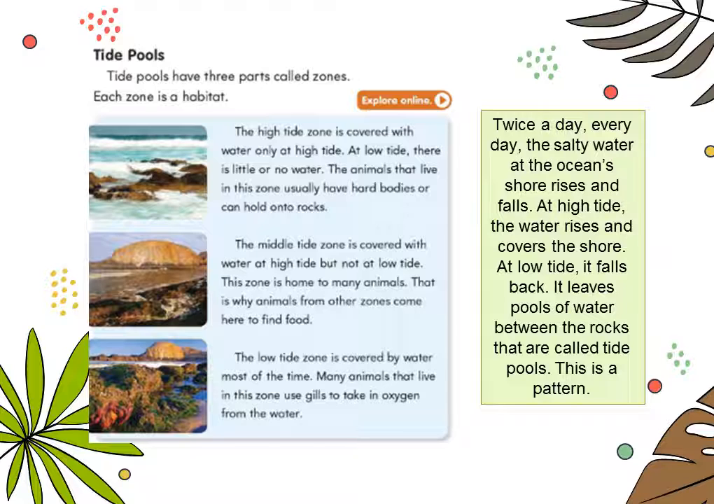Twice a day, every day, the salty water at the ocean's shore rises and falls. At high tide, the water rises and covers the shore. At low tide, it falls back. It leaves pools of water between the rocks that are called tide pools. This is a pattern. Children, please go through the details to learn more about the different zones.